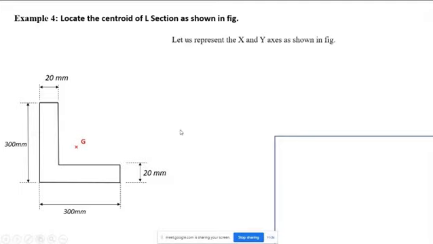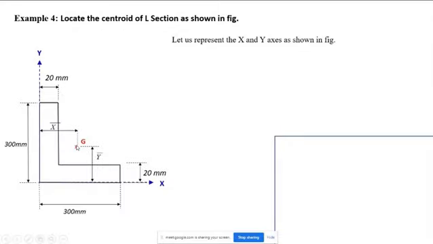Now let us consider x and y axis as shown in the figure. Let this be the x axis and this be the y axis. Always, if you have a bottom face and a left face, you can take the x and y axis through them. Now x bar, y bar will be the centroidal distances. X bar is the distance of the centroid from the y axis. Y bar is the distance of the centroid from the x axis.